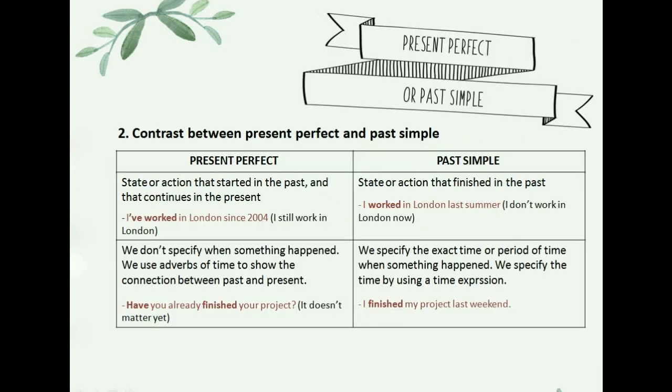Now, you should also know the contrast between these two tenses, the present perfect and the past simple, because there are some very clear differences that we need to know. And normally when we do activities, we are presented with these two tenses together. So we use the present perfect, as you can see, to talk about a state or action that started in the past and that continues in the present. I've worked in London since 2004. I still work in London.